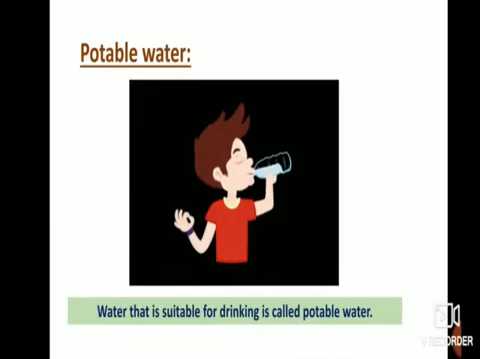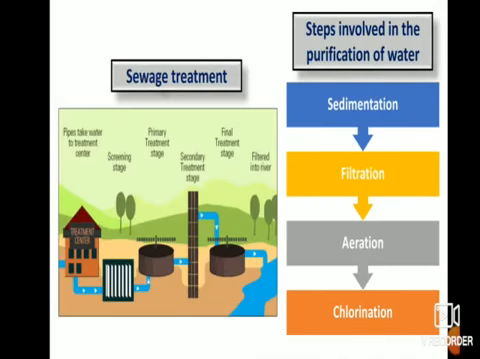Potable water. Water that is suitable for drinking is called potable water. Now students, we have learned in class 7 that sewage treatment is a process of removing pollutants or contaminants from the sewage to make it harmless so that it may be disposed of safely in the water bodies. We have also learned about the steps involved in purification of water, that is sedimentation, filtration, aeration and chlorination.